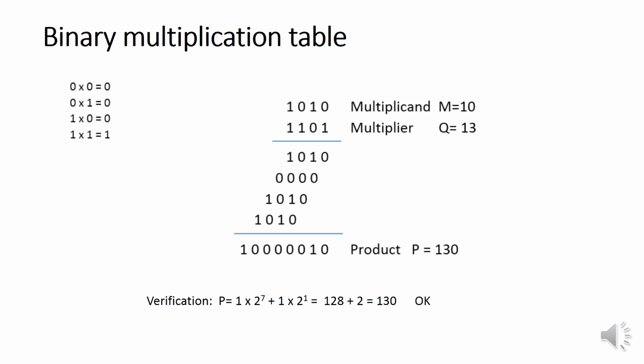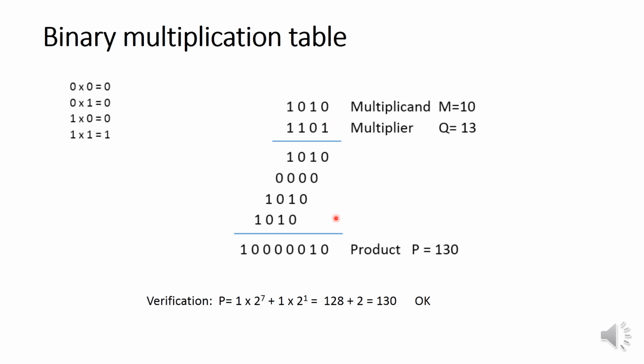First, let's see the binary multiplication table. There are only 4 possibilities. 0 times 0 is 0, 0 times 1 is 0, 1 times 0 is 0, 1 times 1 is 1.